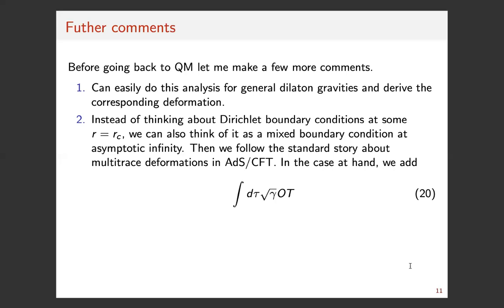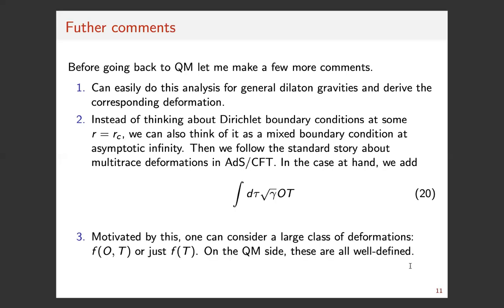And this just follows the standard story of adding multi-trace deformations to AdS/CFT, where, for example, in our case, you would add something like equation 20, this O times T, or this T squared divided by this particular numerator. That's an analogous way of thinking about these deformations. And it might also be much more well defined quantum mechanically. You're just putting some different boundary condition at infinity, classically that then corresponds to putting Dirichlet boundary conditions at some finite radius. I won't go too much in this direction, but that's sure a thing that you should have in mind when you think about these particular TTbar deformations.